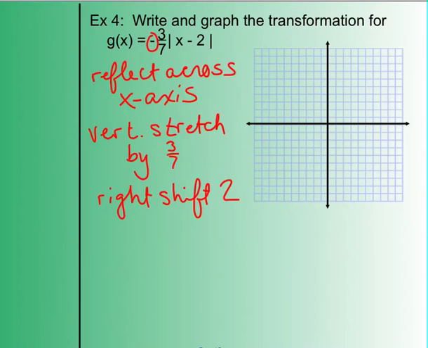Okay, so the vertex we're going to get from the right shift of 2. It's reflected across the x-axis, so what that means is it opens down instead of opening up. And our slope is 3/7 because it's a vertical stretch. The slope is what it looks like. So I'm going to go down 3, right 7, and down 3, left 7. And I don't have room to go anymore.